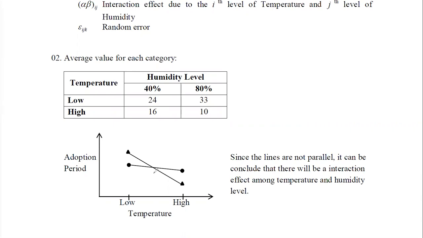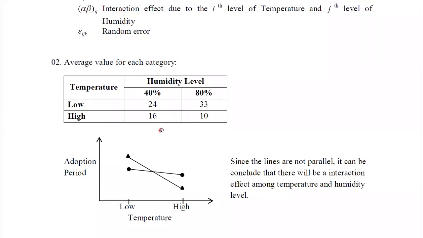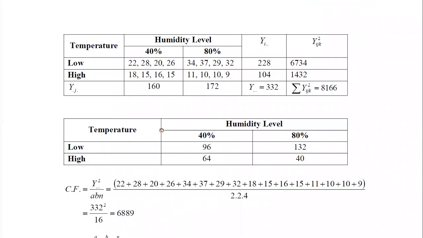This is how we test this graphically, and thereafter we need to test this using the ANOVA table. First of all, we need to construct the ANOVA table, and to do that, we need to obtain the totals first. Since I have used the letter i for temperature and letter j for humidity, this is the table I am obtaining, and these are the totals I have obtained for the given values.